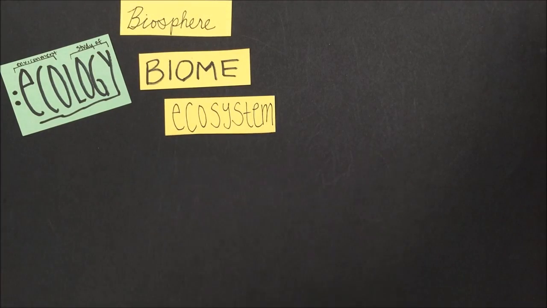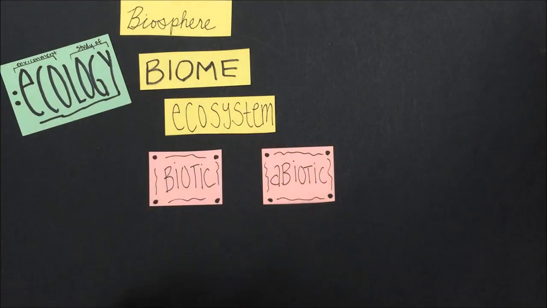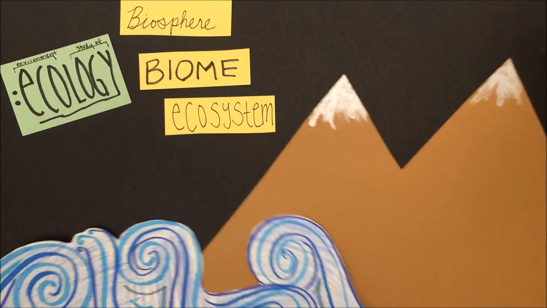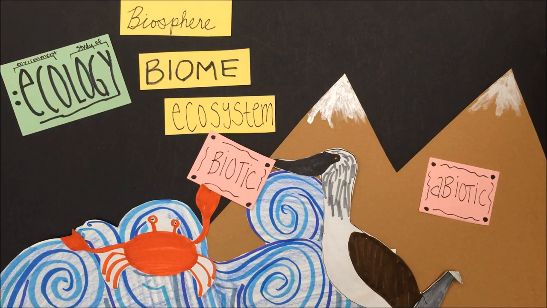If we zoom in a step further, we're looking at an ecosystem. An ecosystem is a specific relationship of both living and non-living things in one particular part of a biome. Taking that desert example a little bit farther, a desert would be a biome, but the Mojave Desert would be a specific ecosystem. An ecosystem includes the non-living factors as well as the living ones.